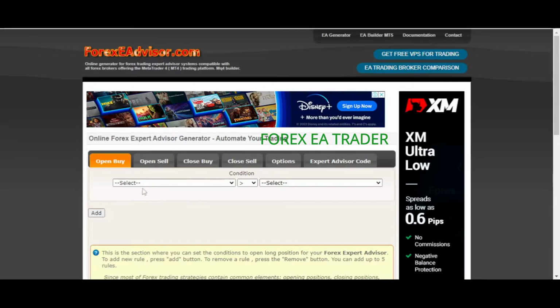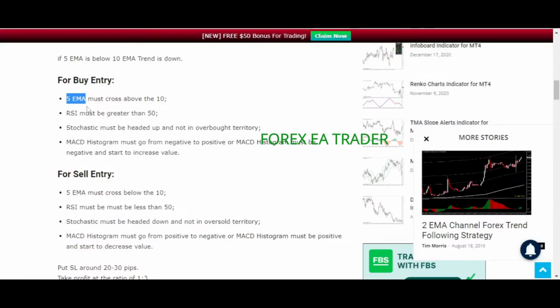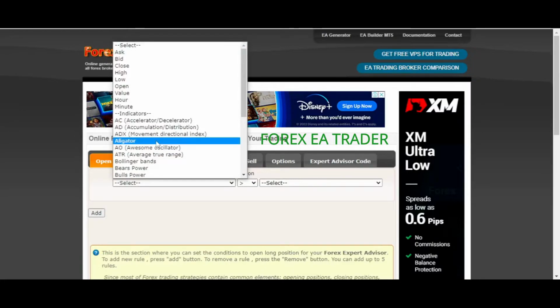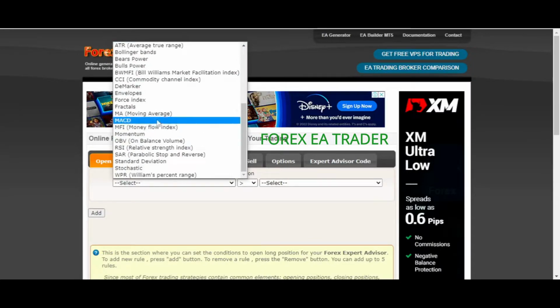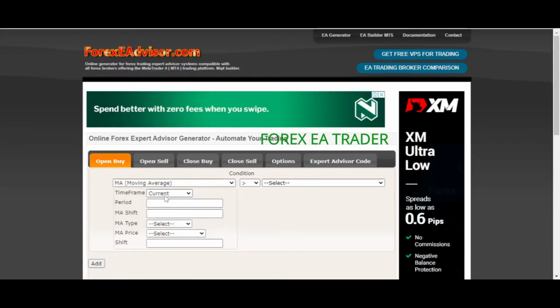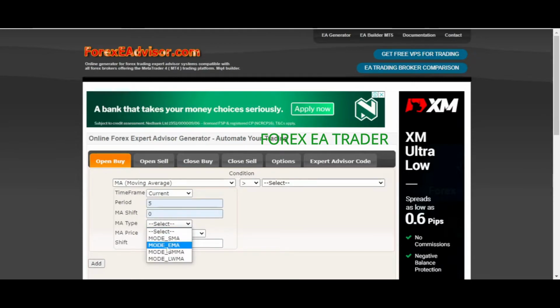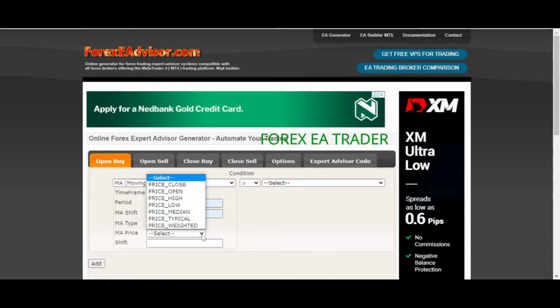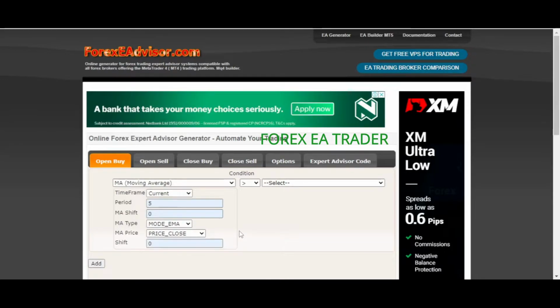But anyway, our buy condition: we are going to have the 5 EMA above the EMA 10. So we come here and set our condition. We want the moving average, set at current time frame, with a 5 period. Shift, we're just going to use 0; I always use 0. MA type, we're going to use EMA, exponential moving average. Price, we are going to use close. Shift, 0.